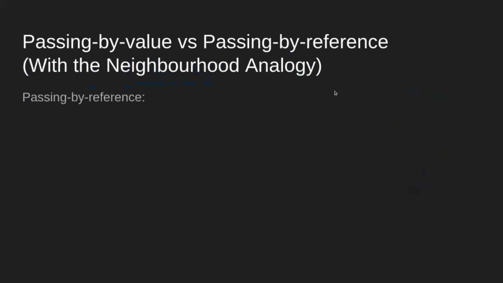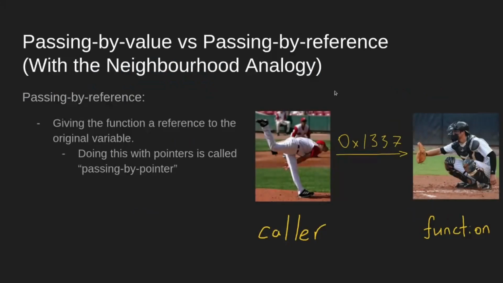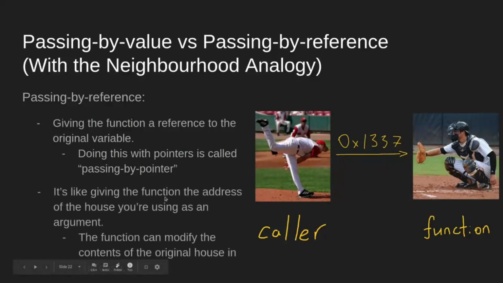So I'm going to go more into detail about passing by reference here, which is basically you're giving the function a reference to the original variable. And doing this with pointers is just called passing by pointer. The implication of passing the actual reference to the function is that it's like you give the function the address of the house that you're using as an argument. And in this case, the function will be able to modify the contents of the original house.